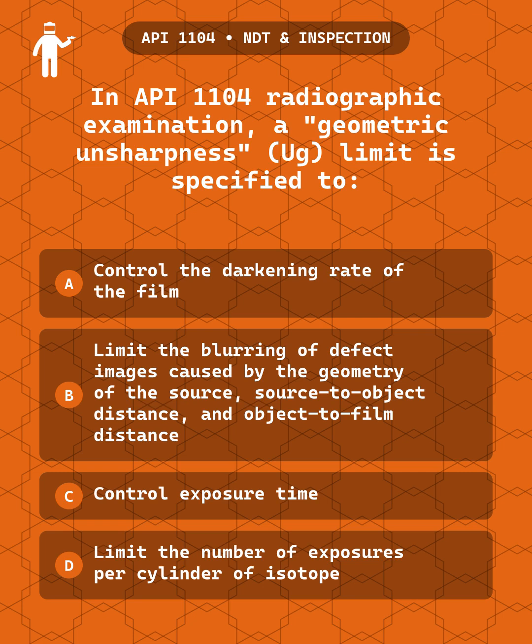Question 6. In API 1104 radiographic examination, a geometric unsharpness limit is specified to A, control the darkening rate of the film, B, limit the blurring of defect images caused by source geometry and source to object and object to film distances, C, control exposure time, or D, limit the number of exposures per cylinder of isotope?